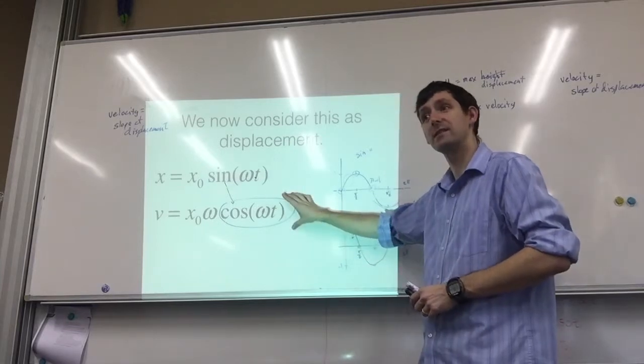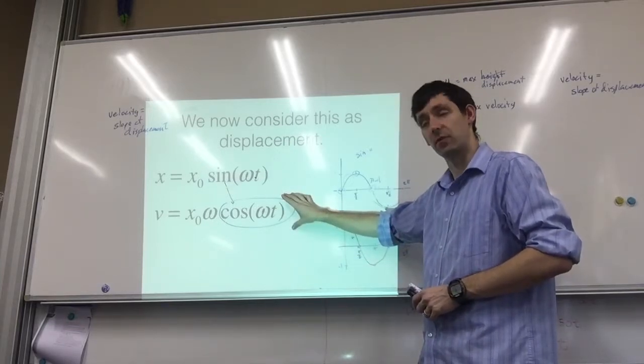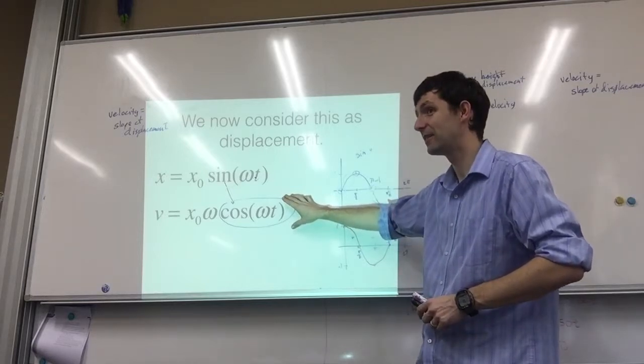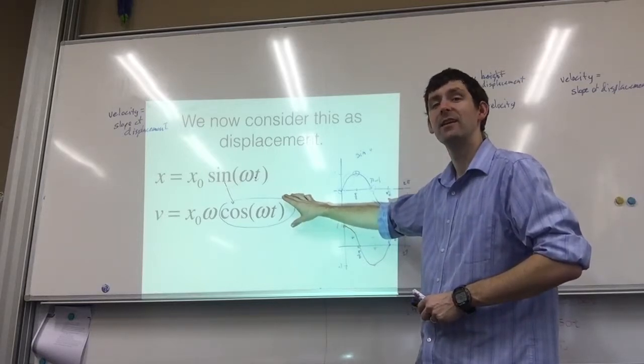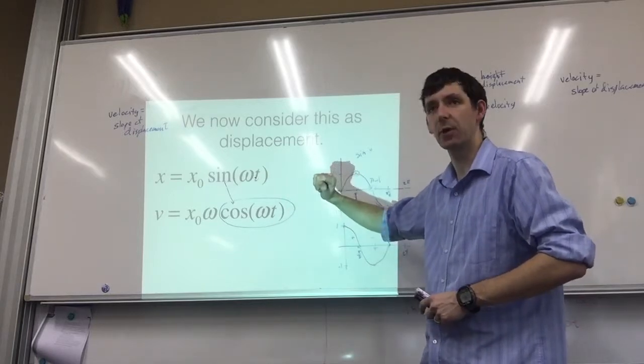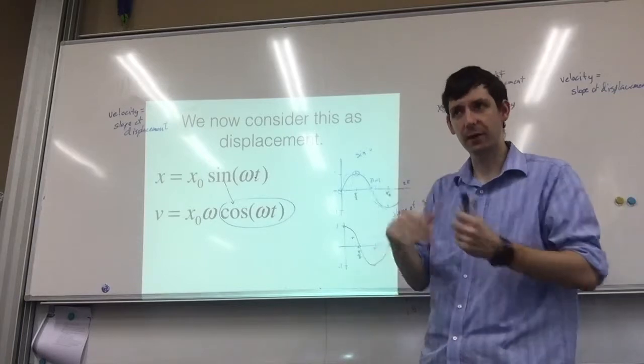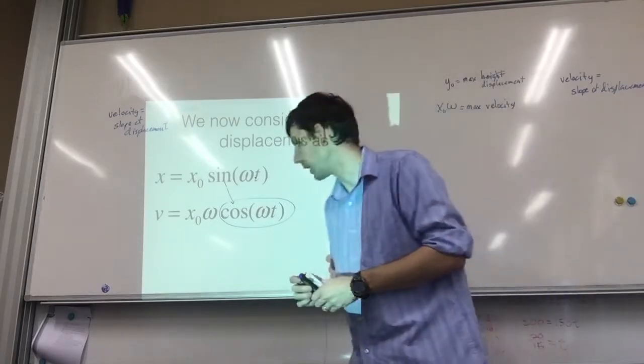From velocity over time, if I have a graph of the velocity, the slope of the velocity-time graph gives the acceleration. So we could do a similar process in order to figure that out.